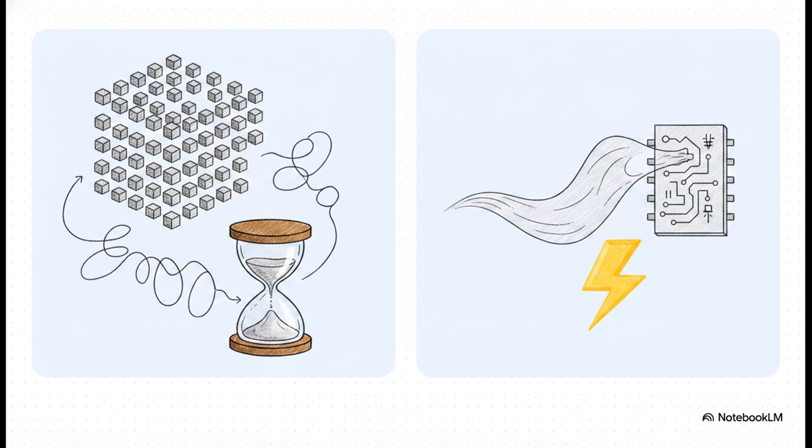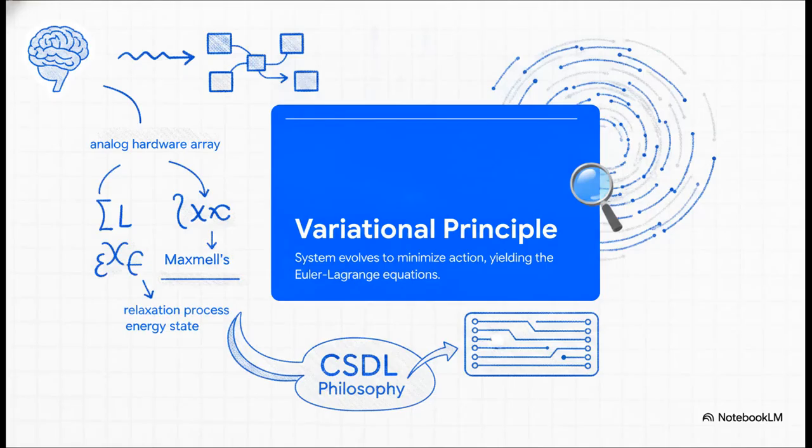Now, CSDL brings a total paradigm shift to the table, and that's physical relaxation. Instead of that clunky digital grid, we're using continuous time analog circuits. We just let the physical voltages naturally relax into the correct answer. And the best part? It happens in microseconds using a fraction of the energy. So, how does this analog relaxation actually work?